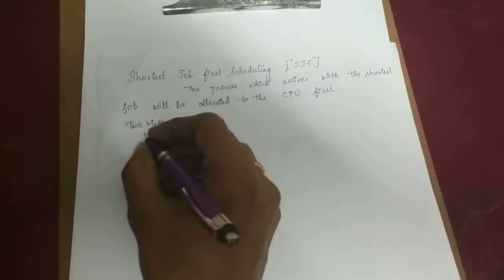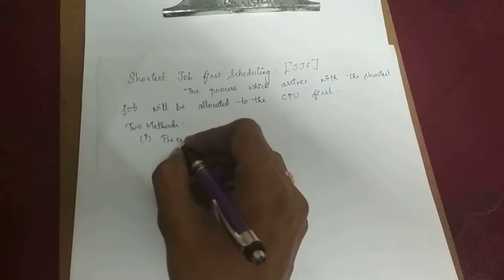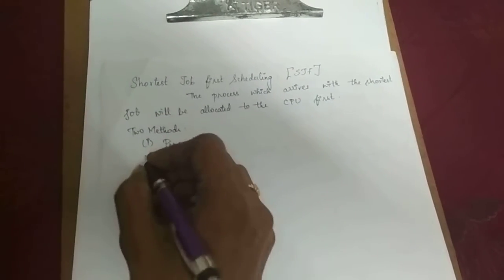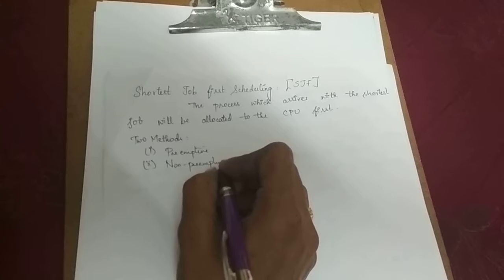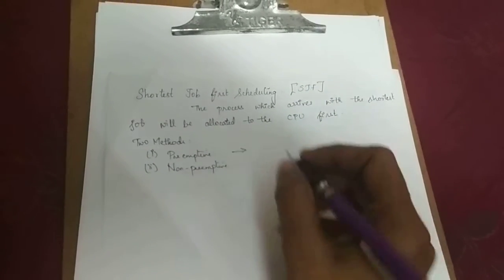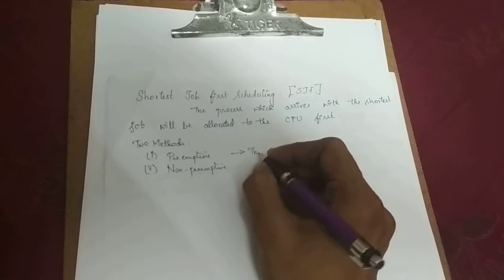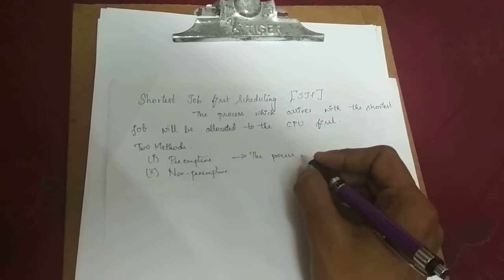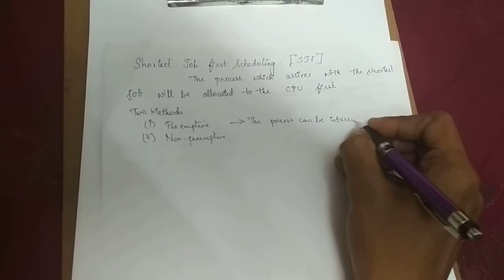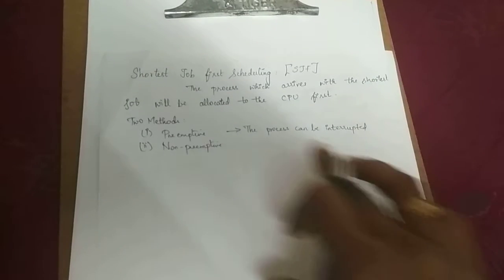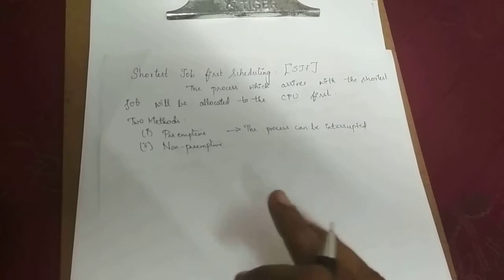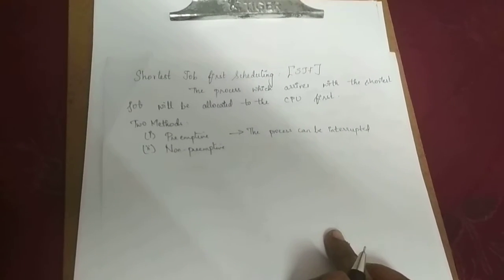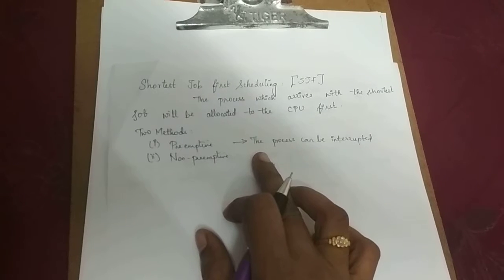One is preemptive scheduling. The other one is non-preemptive scheduling. So what is preemptive? The process can be interrupted. The process can be interrupted before its execution completion. That is, before it totally completes, it can be interrupted by some other process. That is the preemptive scheduling.